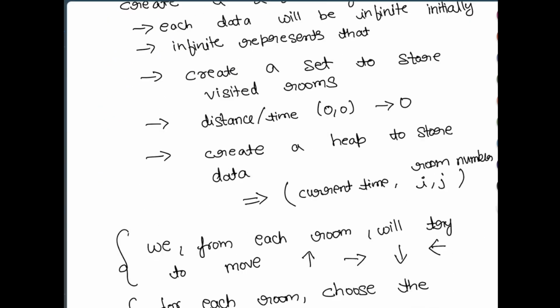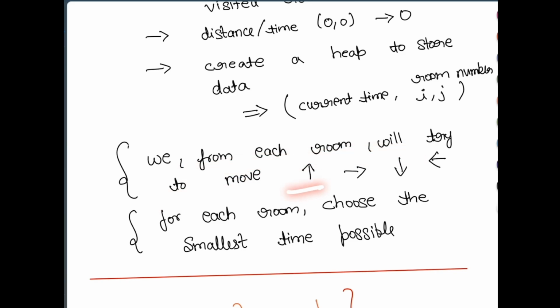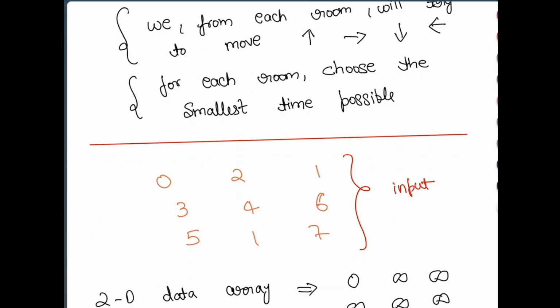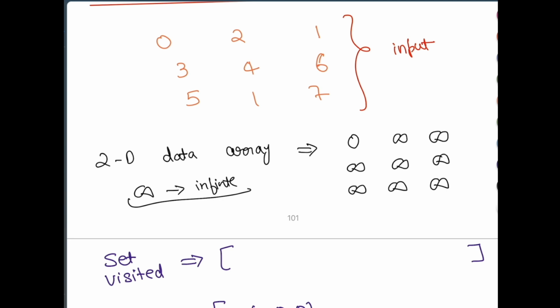So that's what it's written here, that from each room we will try to move up, right, down and left, okay? Now for each room, choose the smallest time which is possible. Okay, let us try to apply the same algorithm on this input.